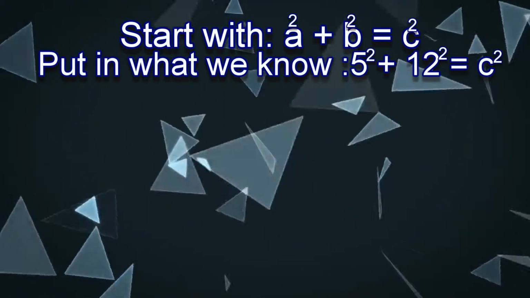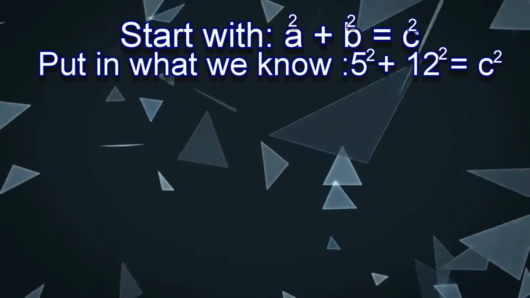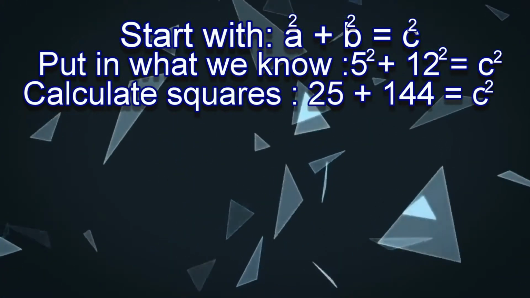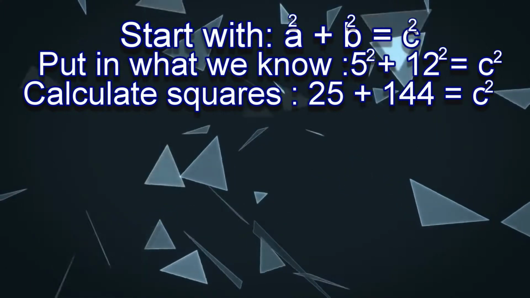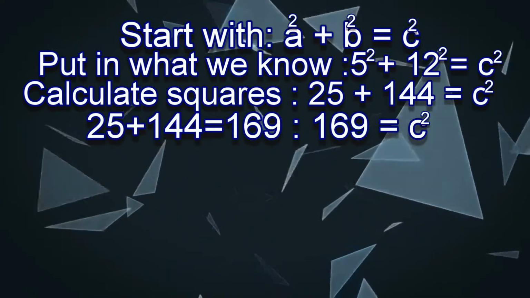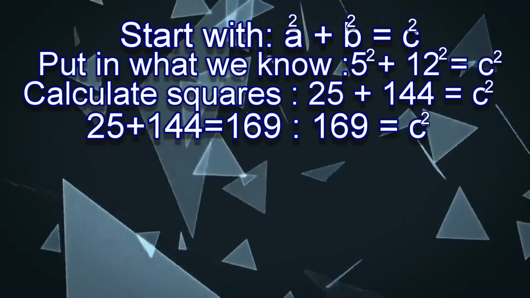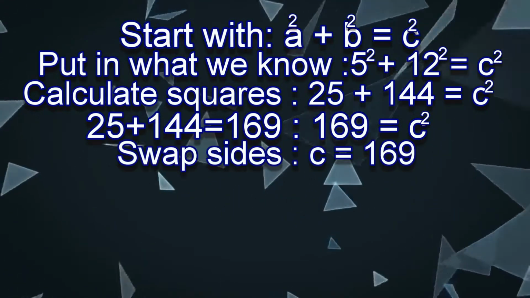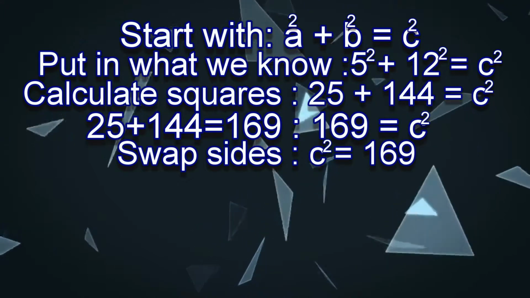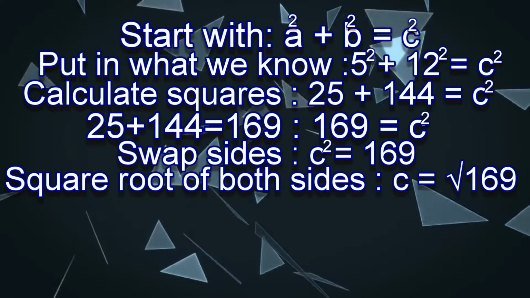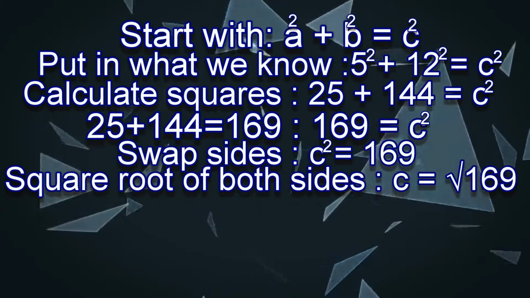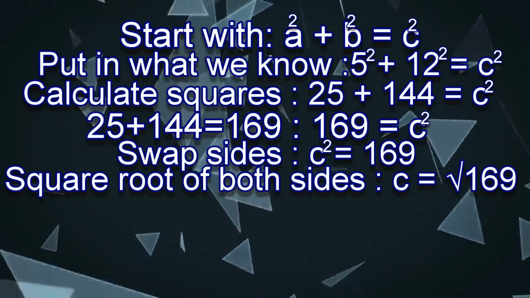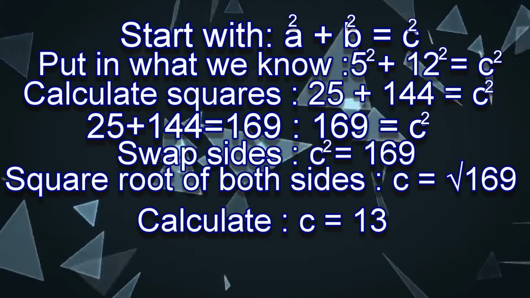Start with a squared plus b squared equals c squared. Put in what we know: 5 squared plus 12 squared equals c squared. Calculate squares: 25 plus 144 equals c squared. 25 plus 144 equals 169. 169 is equal to c squared. Swap sides: c squared equals 169. Square root of both sides. c is equal to the square root of 169. Calculate. c is equal to 13.